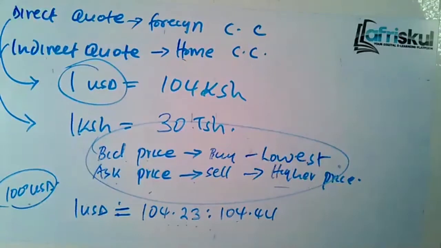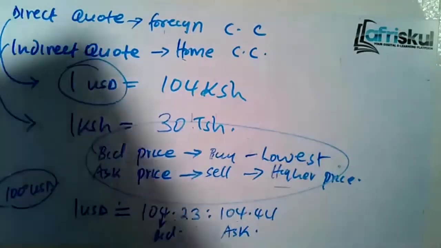Yeah, that's correct. I can see. Yeah, it's 104.23. The bank will always buy. So the bid price is always the lowest. And then this one is the ask price. So you need to get that. In some questions, they will give you a certain illustration.